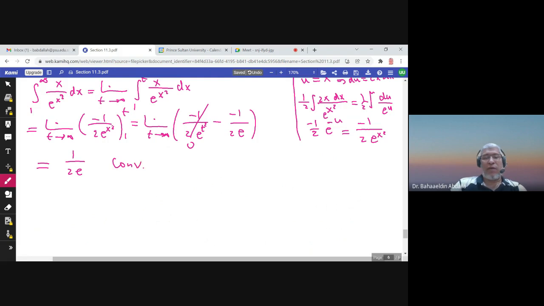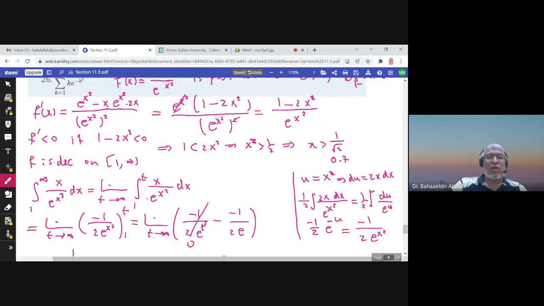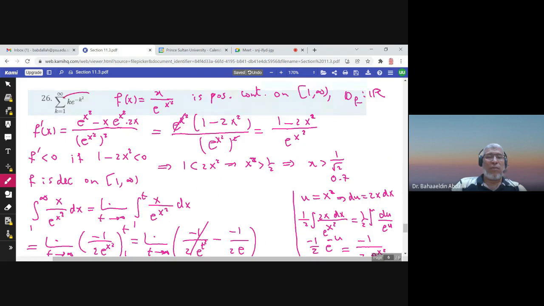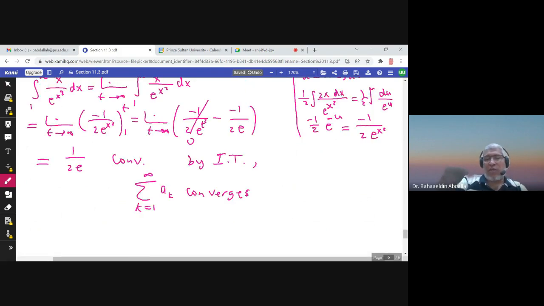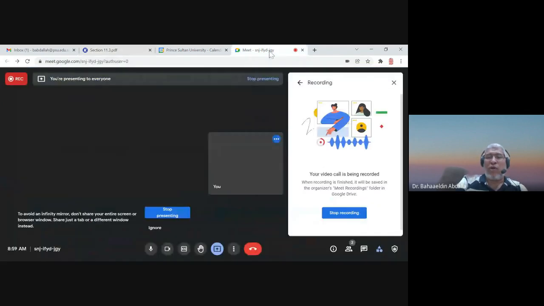And the integral converges. And by the integral test, the series summation from k equals 1 to infinity of a_k converges. Thank you very much. I hope the integral test is easy for you by now.